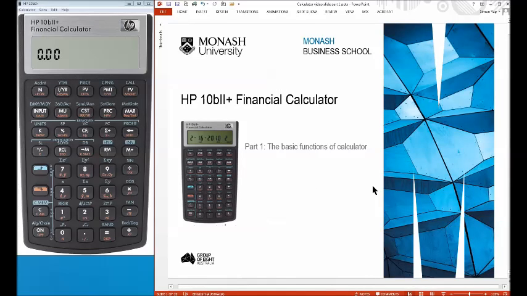Part 1. The basic functions of the calculator. Hi, I'm now going to introduce you to the basic functions of our HP Financial Calculator version 10b2 Plus.